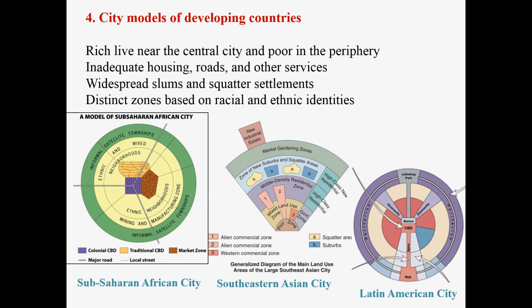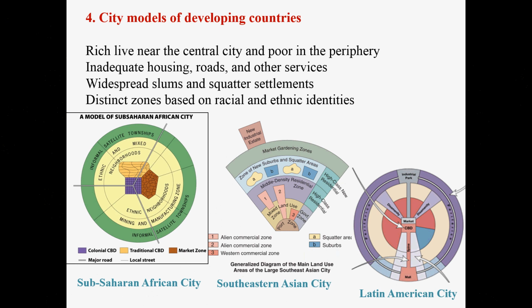Finally, we have this city model of developing countries. I try to simplify and summarize different regional models into one single model to highlight the important features of developing countries' cities. First, the rich people live in the central city, and the poor live in the peripheral region. Another is very inadequate housing, roads, and other services, especially in small cities and in communities where poor people live.